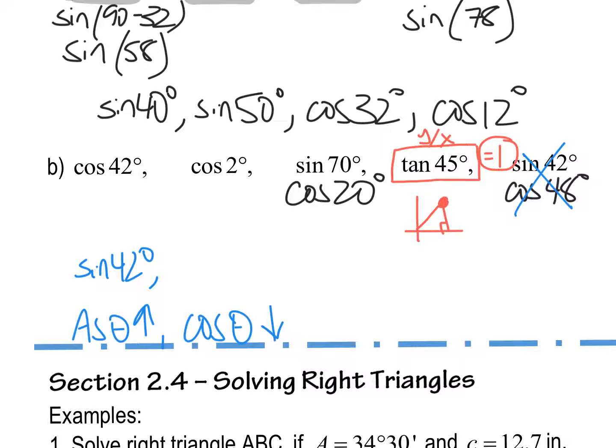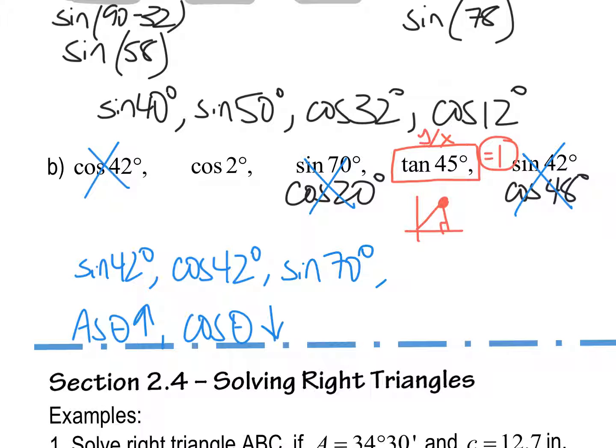So I used that one. And now I'm working my way down. The next one is going to be cosine of 42. As the angle gets smaller, the x value gets bigger. And so I'm writing these in order of least to greatest, following directions. So cosine of 42, did that one. The next one is the cosine of 20, which happened to be sine of 70. So I'm going to write sine of 70.